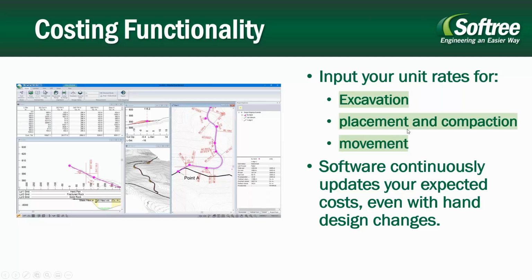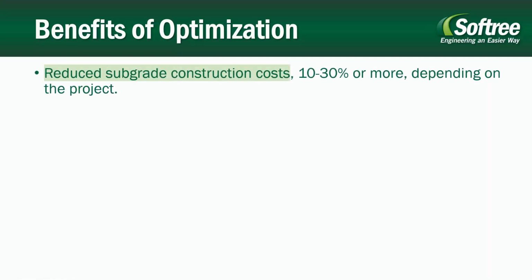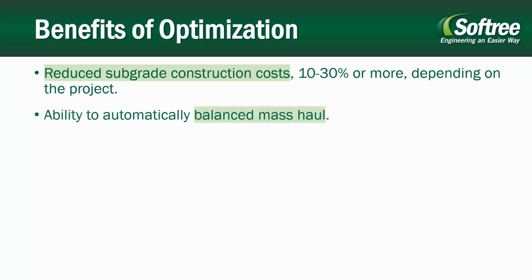Okay, lastly, and I'm sorry everyone, this is because I come from the sales and marketing team, I can't not put a slide in, just some benefits of optimization, why you might want to do it. We do see a typical reduction in subgrade costs in the area of 10 to 30%. We have seen a lot more, especially when we start working with horizontal optimization. It gives you the ability to automatically and internally balance your mass haul.